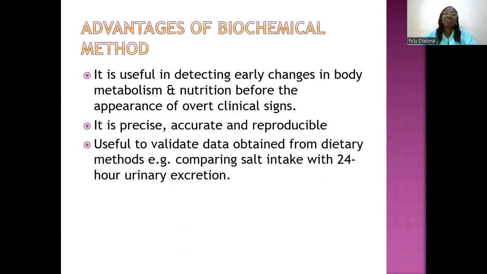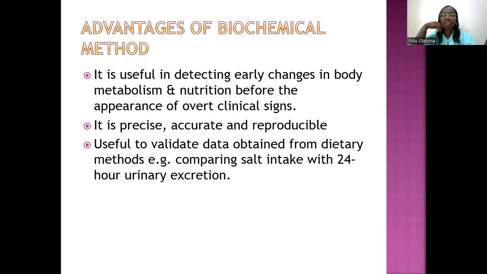So what are the advantages of the biochemical method? It's useful in detecting early changes in body metabolism and nutrition before the appearance of overt clinical signs. You know, for clinical signs, the problem must have reached a peak and then it shows outside. So if iron deficiency has reached a peak, then it becomes anemia, and then you check for pallor and discover that this person is pale. But before the person gets to that level, you can pick it up through the biochemical method.